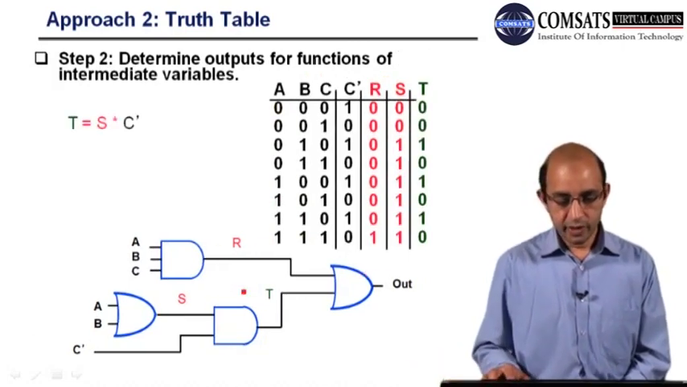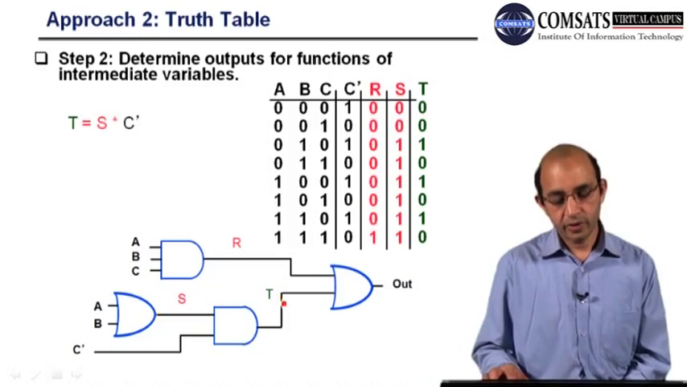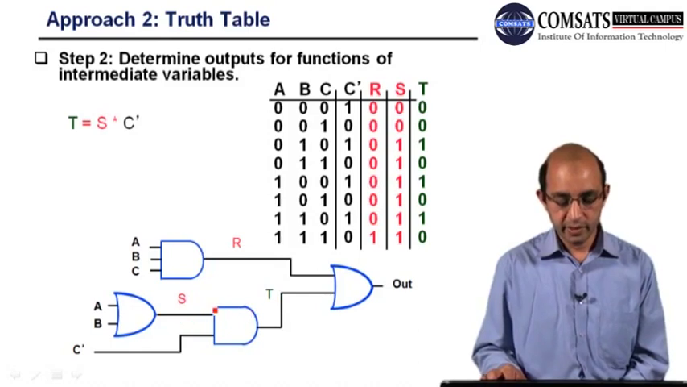Next we come across T. You can see from the diagram that T is the output of this AND gate, and the inputs are S and C bar. So we have to take the complement of C. You can see 0 1 1 0, 0 1 1 0, 0 1, and so on. So this is the complement of C.